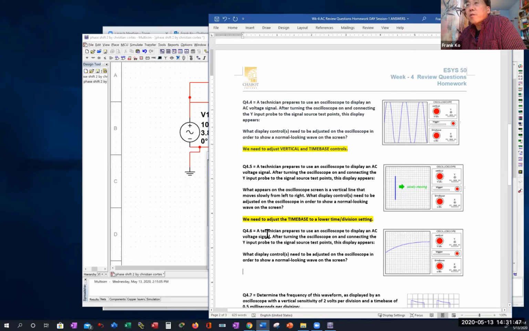All right, and it says here for question number 6, a technician prepares an oscope, blah, blah, blah, and gets, boom, this display. What display controls need to be adjusted on the oscope in order to show a normal looking waveform? Question goes to Kyle. What do you think we need to do?